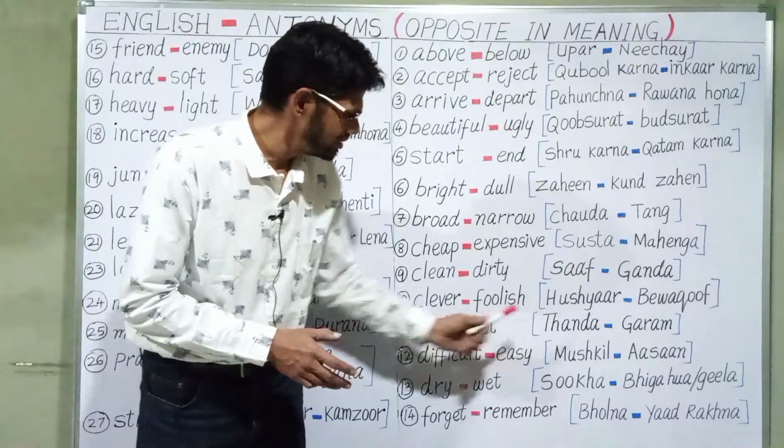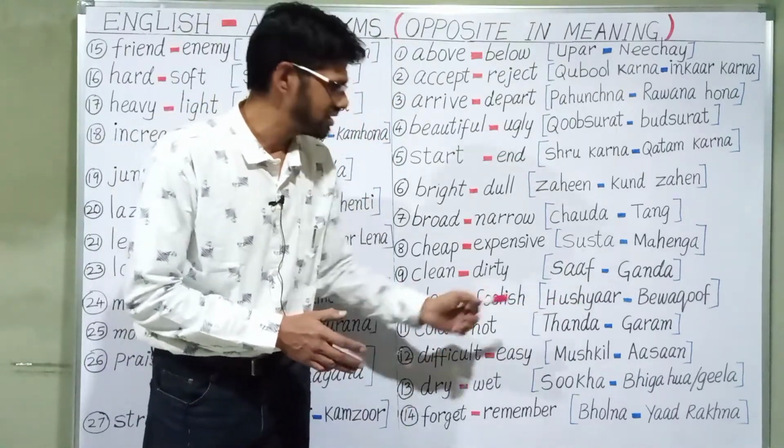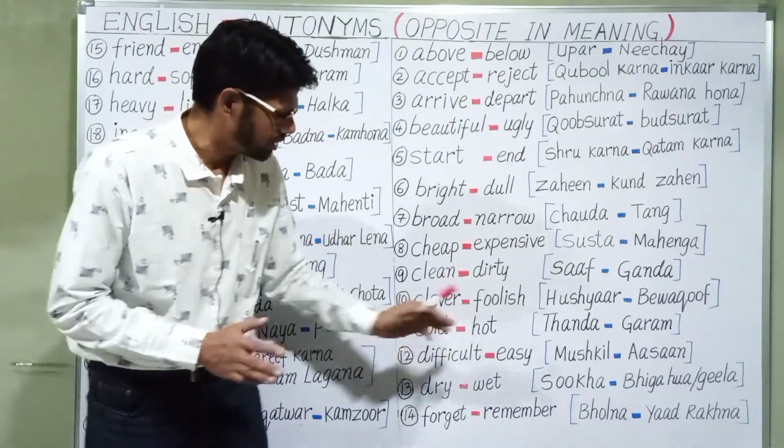Cold and hot. Cold means ठंडा. Hot means गर्म. Hot means garam. Cold means thanda. So you know very well what is the opposite of cold? Hot.